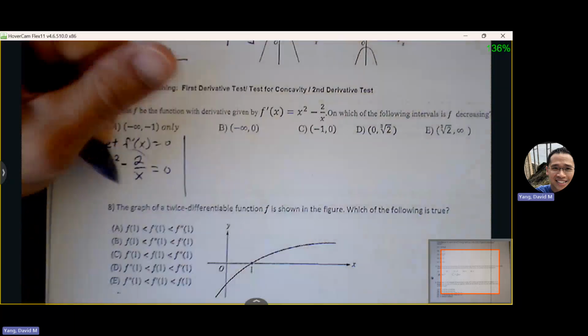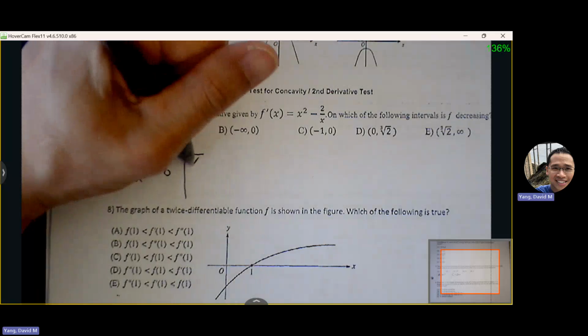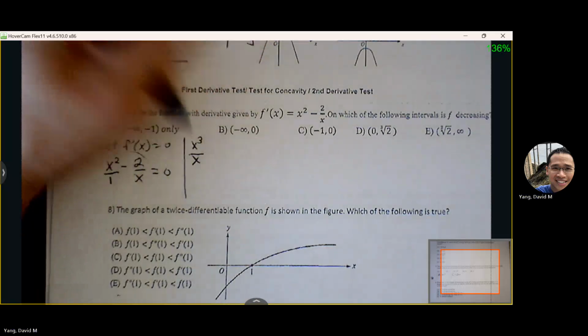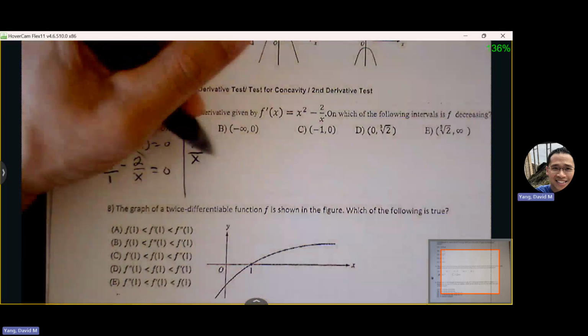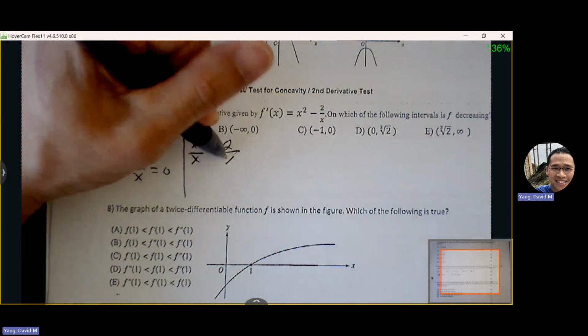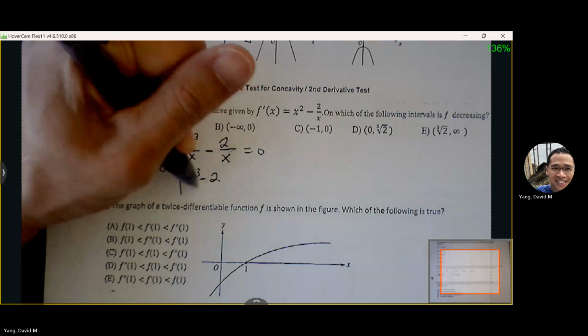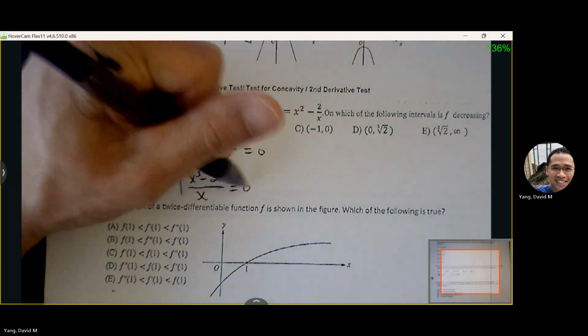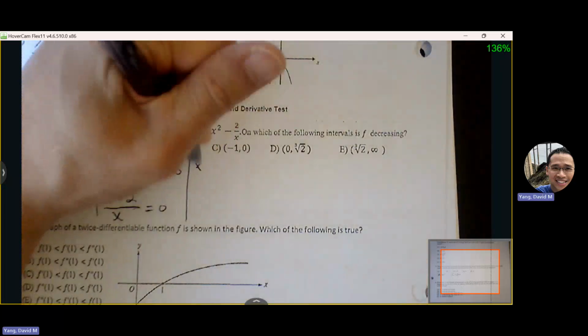So I'm going to find my common denominator. My common denominator is going to be x. I'm going to balance each fraction. The first fraction is missing an x, so multiply the top by x. The second fraction is already an x, so we keep that. Okay, so we set the numerator equal to 0. And then we also separately set the denominator equal to 0.